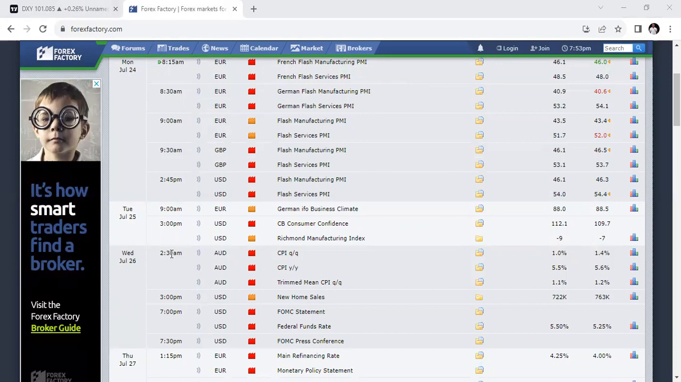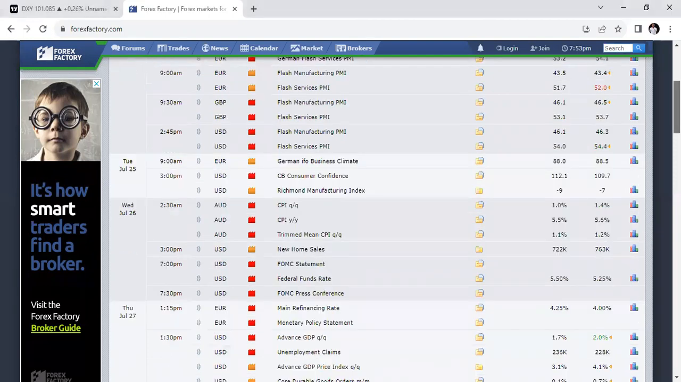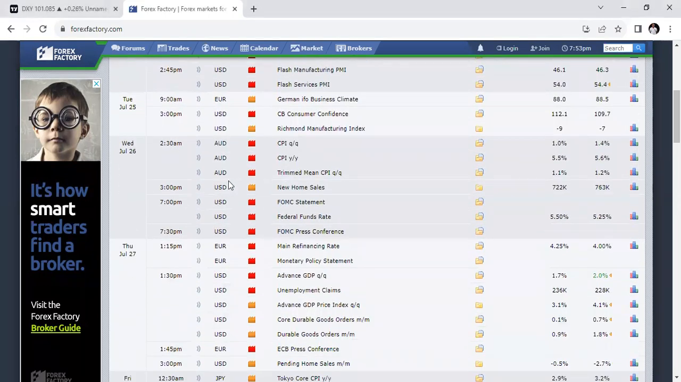Then on Wednesday, the CPI for the AUD. So if you are on any trade that has AUD, because of the time on Wednesday, before you sleep on Tuesday, make sure you manage that trade. Possibly it will be best to close it because you might not be awake by 2:30 a.m. for this red folder news on Wednesday.